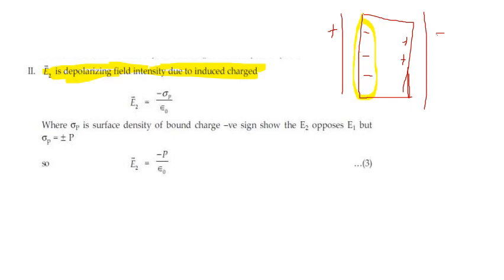If this charge is sigma p, then the field can be written as minus sigma p over epsilon 0. Sigma p is the surface density of bound charge. The minus sign here shows that this field is opposing the first field E1. So this is our second contribution.